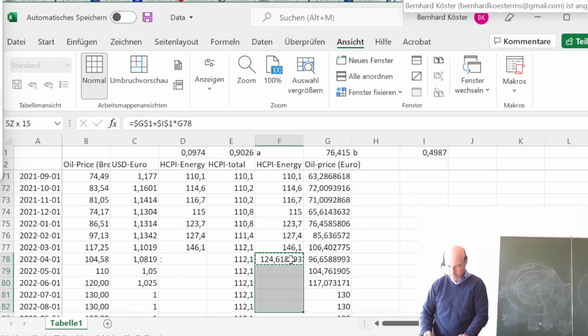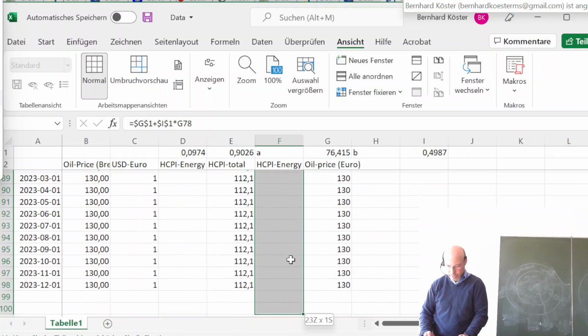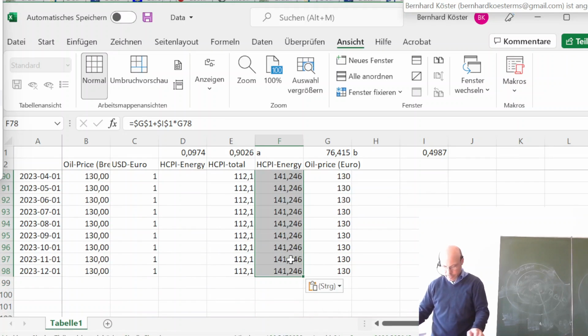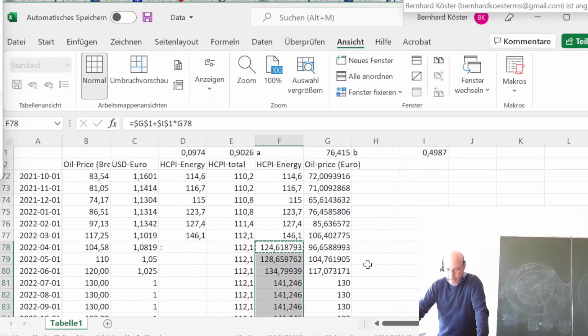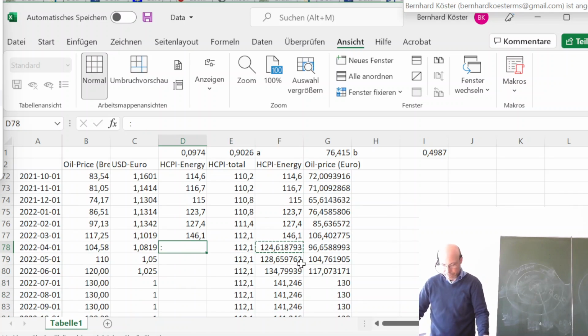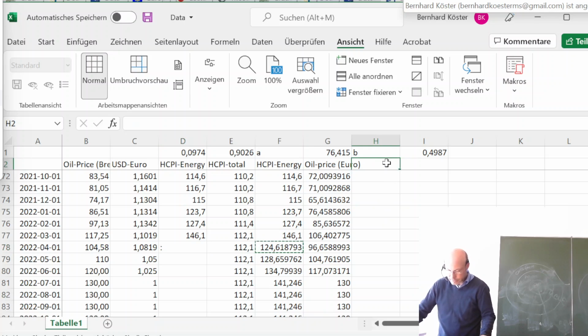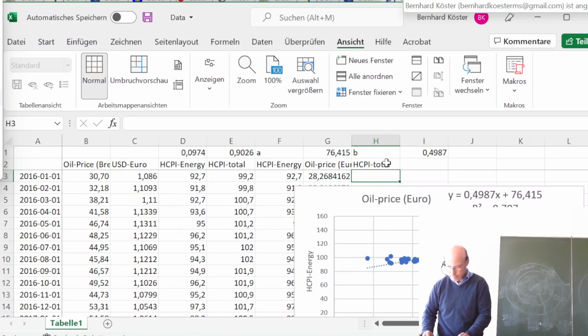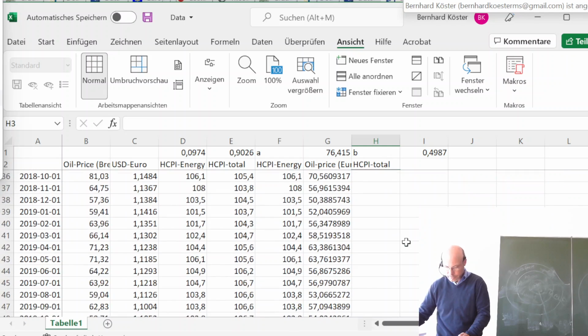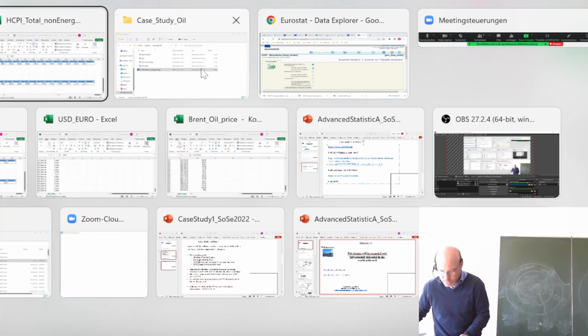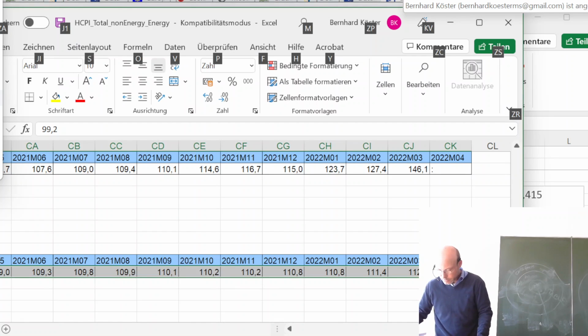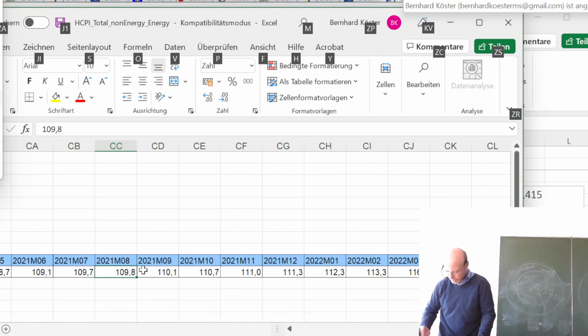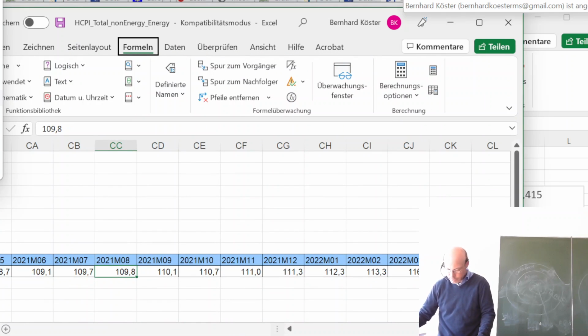and this we calculate until the end, and then we obtain the total HCPI, and here we also put in from our data total HCPI starting from 2016. Oops.